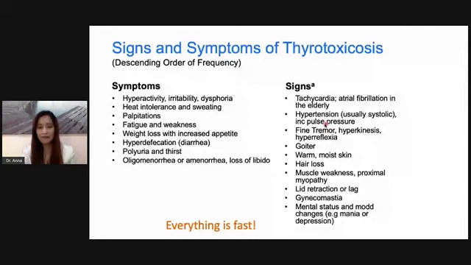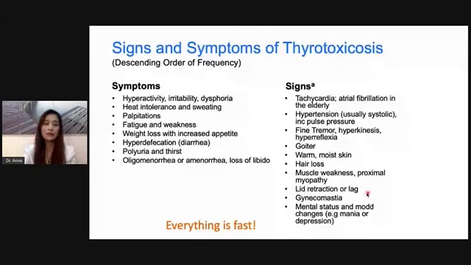You could also have fine tremors, hyperkinesis. Some patients would have that. You can see it when they pray the Amen or Our Father during Mass, they would have tremors. Can have goiter, of course, warm, moist skin, hair loss, muscle weakness, proximal myopathy. Some patients have hypokalemic periodic paralysis, very low potassium, unable to move both legs. That can also be a manifestation of thyrotoxicosis. Lid retraction or lid lag, gynecomastia, and mental status and mood changes, either mania or depression.